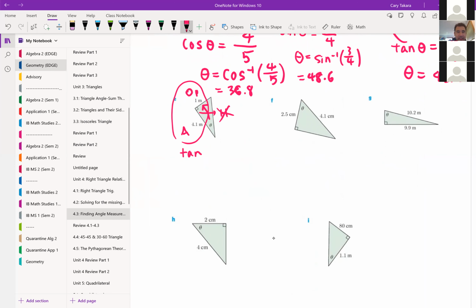So tangent of theta equals opposite, which is 1 over 4.1. Luvia, I hope I'm saying your name correctly. Luvia, do you have the answer for E? So what is theta going to be? And anybody else, would you share your answer, direct message to me? What is theta for E? What did you guys get?